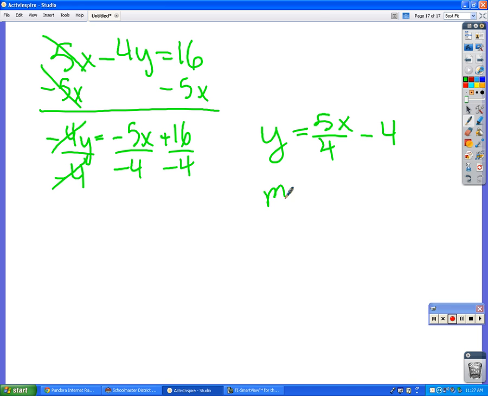So what's my slope? What's the number in front of the x? 5/4. And what's my y-intercept? -4. Okay? Easy, easy.